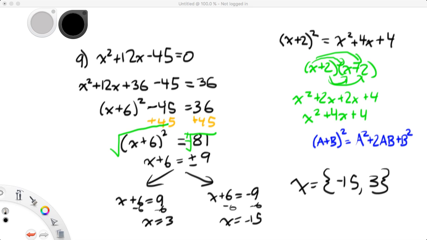x plus 6 equals 9. x plus 6 equals negative 9. Subtract 6 from both sides, and x equals 3. Subtract 6 from both sides, and x equals negative 15. So my x is going to be two answers, negative 15 and 3. All right, enjoy the rest of your homework.